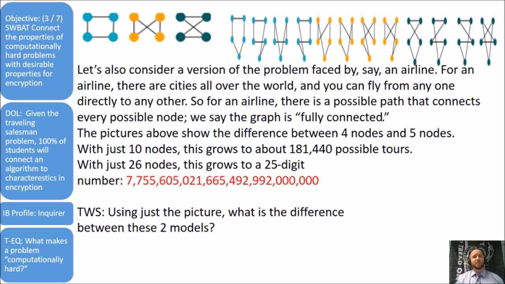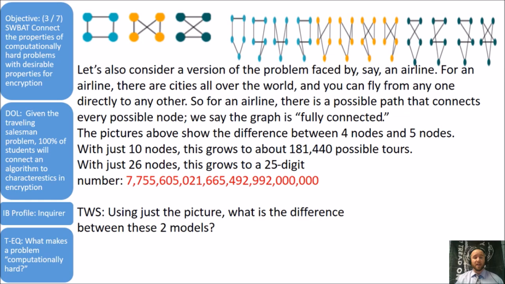Okay, so let's consider a version of the problem faced by, say, an airline. For an airline, there are cities all over the world, and you can fly from one directly to another. So for an airline, there is a possible path that connects every possible node. We say the graph is fully connected. The picture above shows the difference between 4 nodes and 5 nodes.